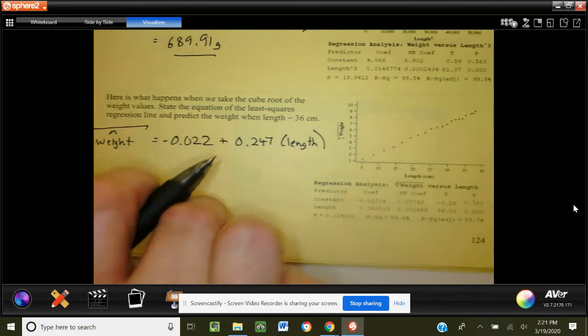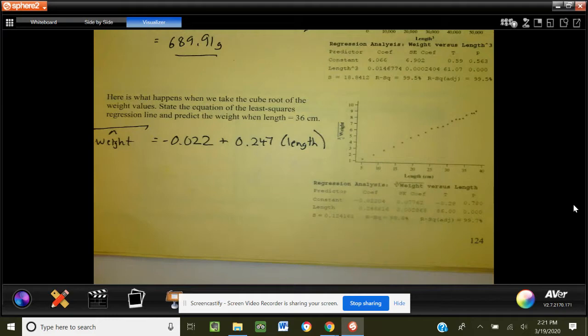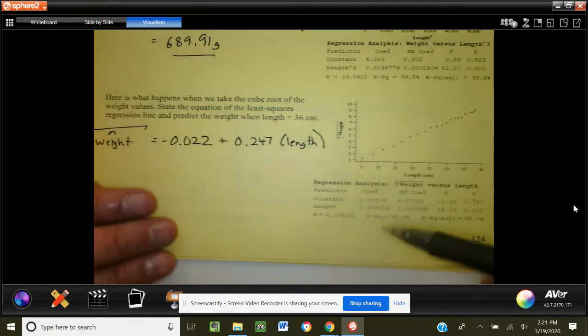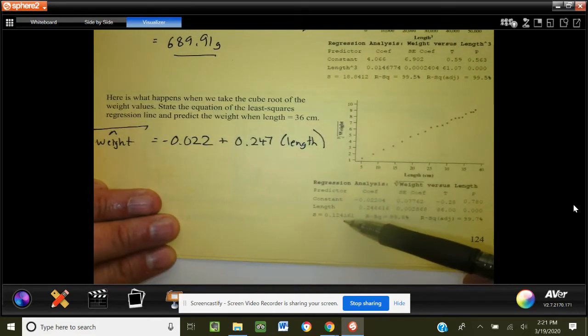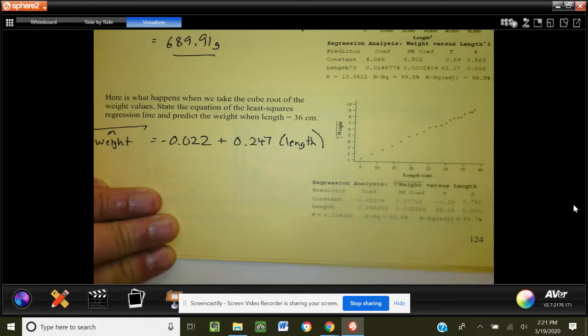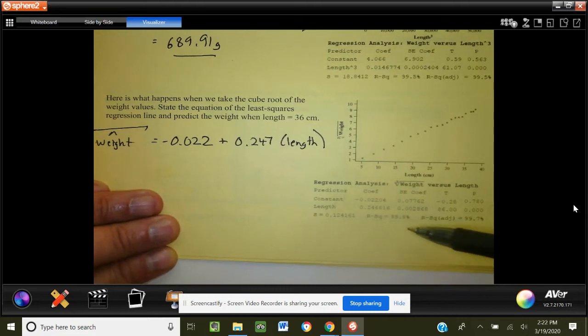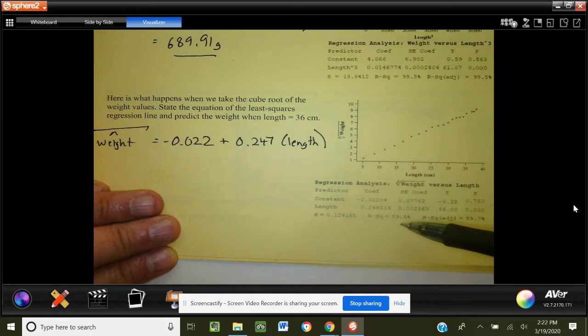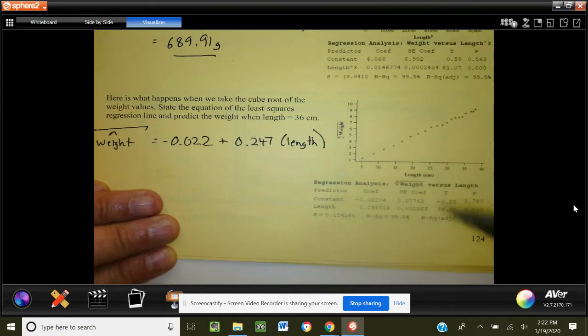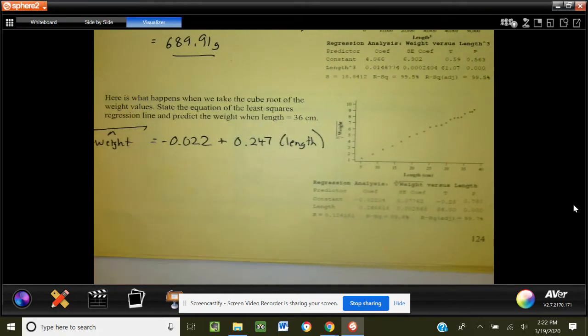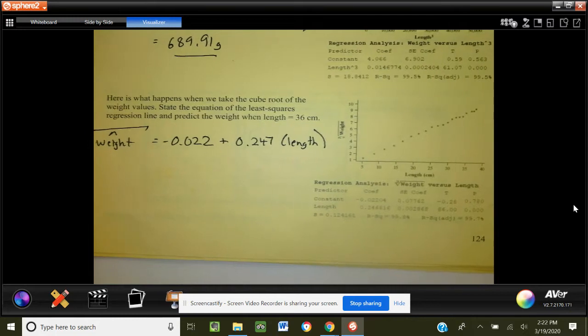Okay. Well, why do we do that? Is that any better? Yeah, look at S. Oh my gosh. S is 0.124. Look at my R squared, 99.8%. So even more of the variation in the cube root of predicted weight can be attributed to this model. So this is actually even a better model than the previous one.